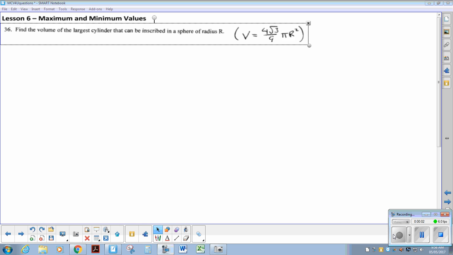Hello, this is Unit 4, Lesson 6, Part 2 of the homework. I've had a question about number 36. Find the volume of the largest cylinder that can be inscribed in a sphere.